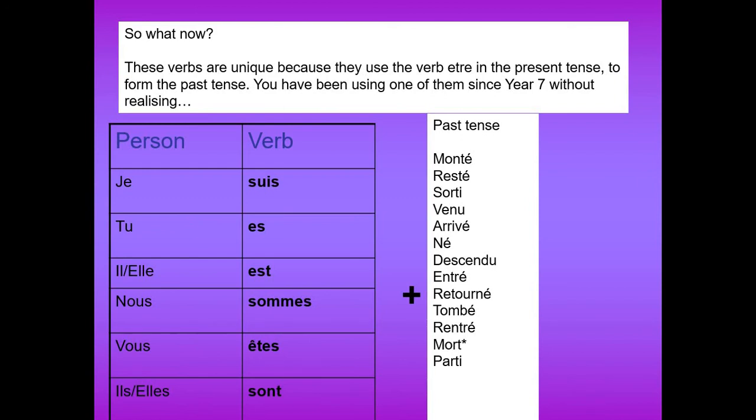Now the one you've all been using since year 7 is aller. Je suis allé, meaning I went. So you've been doing that without realising. You do get credit for using the Mrs Vandertramp verb in your speaking or writing. One of the easiest ones, obviously, is je suis allé, because we all know it.